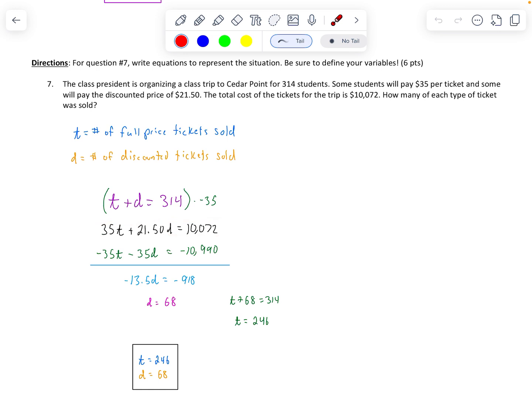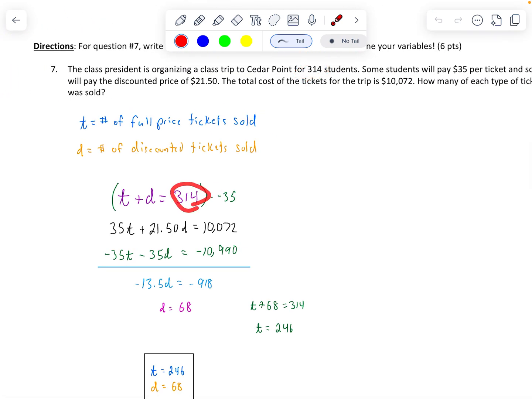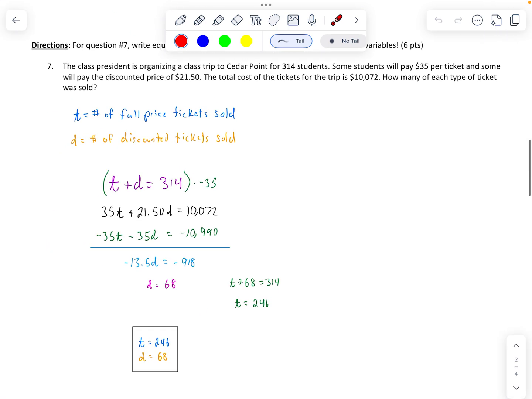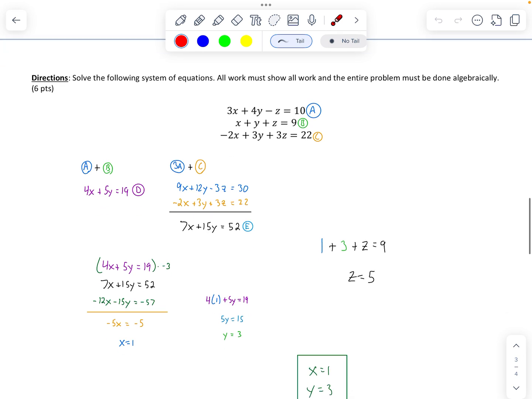The other most typical type of equation I call a totals equation. So we know there's a total of 314 students. So if there's 314 students that go, well, this total must come from the number of students who bought a full price ticket and the number of students who bought a discounted ticket. So it's just number of one ticket plus number of the other ticket equals total number. And then you solve the system from there, which I already talked about, and you can see that go through there. All right, and then the 3 by 3.